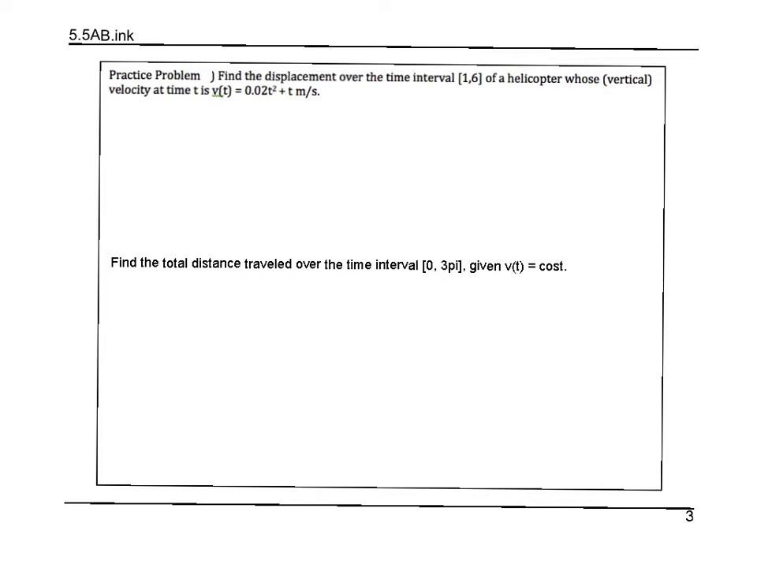Next one. Find the displacement over the time interval from 1 to 6 of a helicopter whose vertical velocity at time t is v of t equals 0.02t squared plus t in meters per second. So we set up our integral from 1 until 6. We put in the velocity equation, dt. When we're entering this in the calculator, all those parentheses would be relevant. Math 9, or by hand still at this point, that's your preference, but again, you don't need to. I'll show you the work.